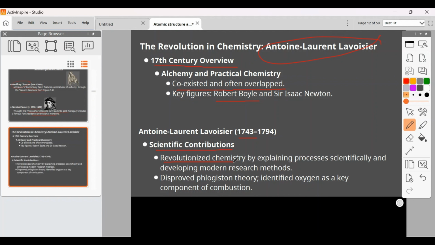He revolutionized chemistry by explaining the processes scientifically and developed modern research methods. So he disproved the phlogiston theory, and identified oxygen as a key component of combustion.